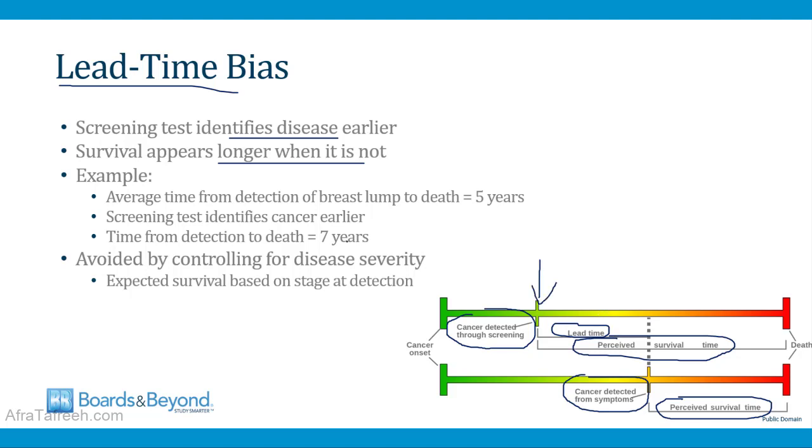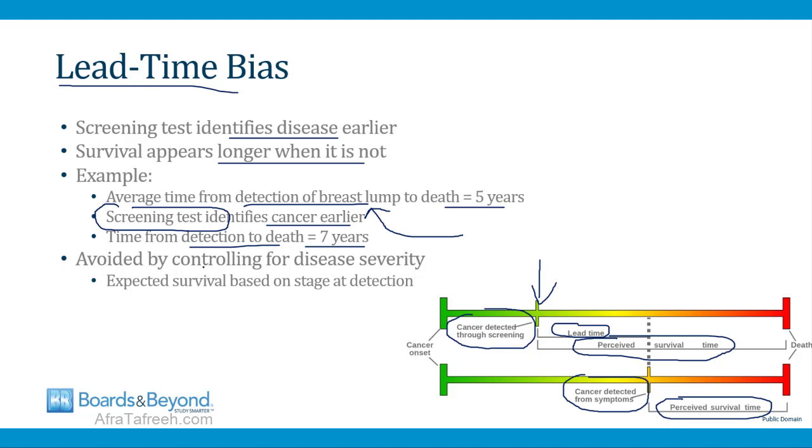So for example, if you think about breast cancer, suppose that the average time from detection of a breast lump clinically to death was 5 years. You have a screening test, it identifies breast cancer earlier, and it shows a time from detection to death of 7 years. This will make it look like your screening test is very effective, but really all you're doing is identifying patients earlier than they otherwise would be found, and you're not actually increasing survival with your screening program.